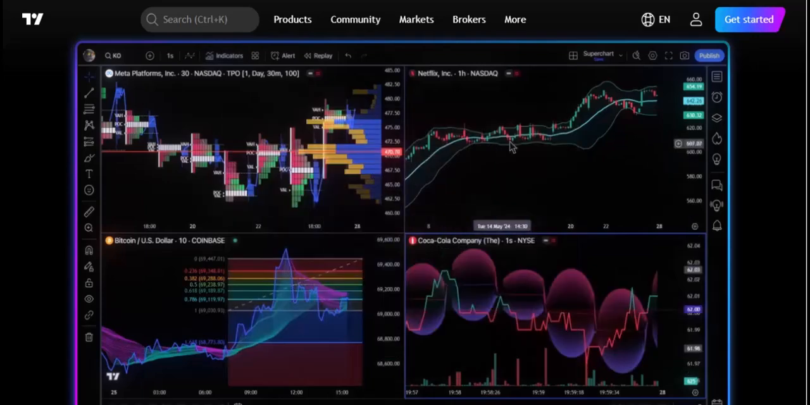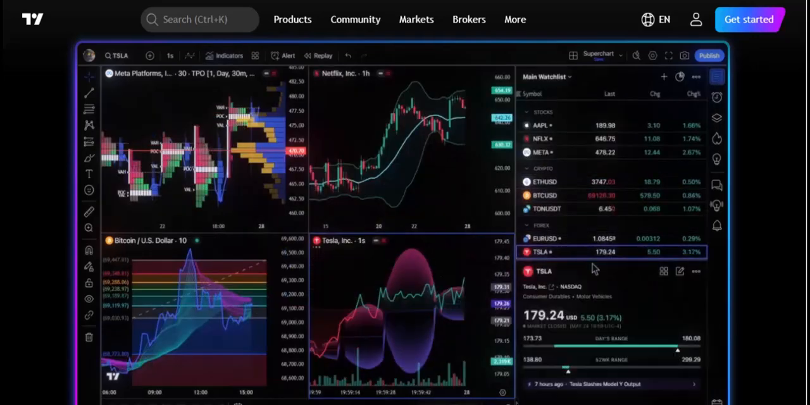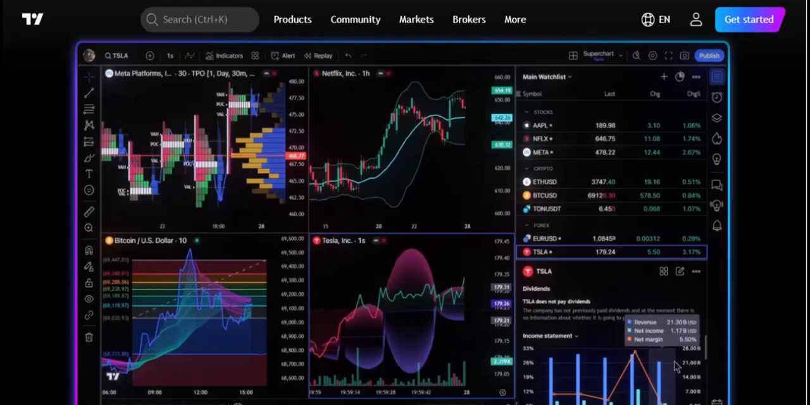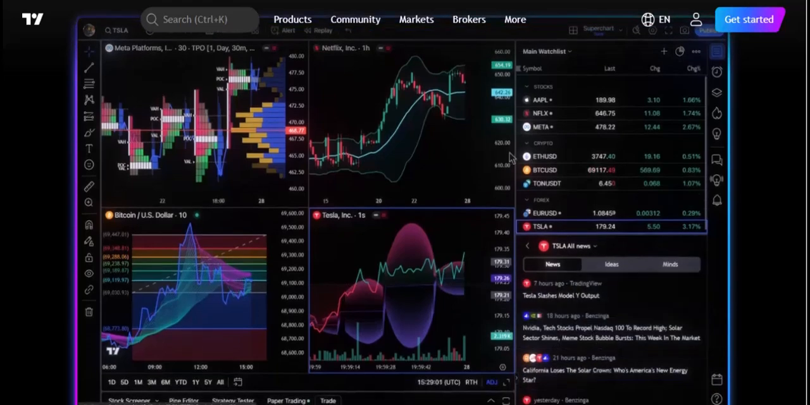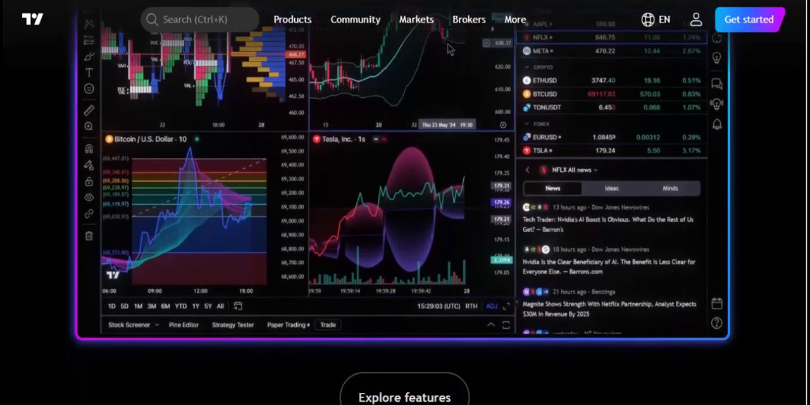TradingView offers a sleek, highly customizable charting system that allows day traders to visualize price action across various time frames, from 1-minute charts to hourly views, all crucial for capturing intraday opportunities.